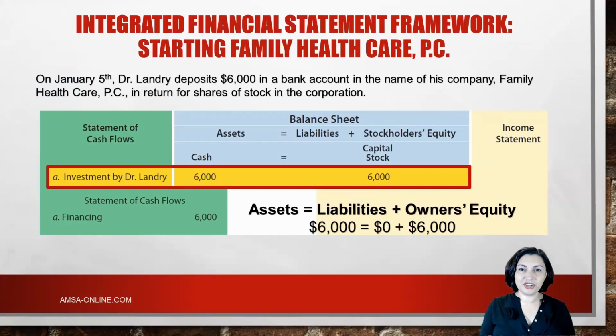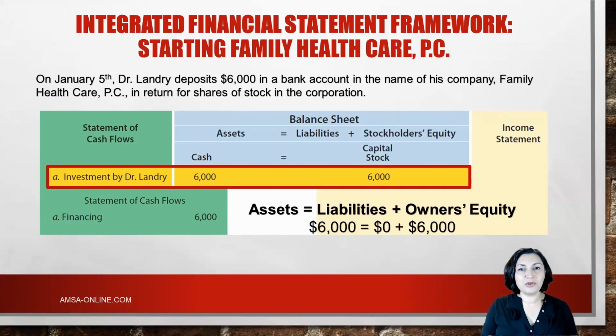In the first transaction, Dr. Landry deposited $6,000 in a bank account in the name of his company, Family Healthcare, in return for shares of stock in the corporation. Cash is an asset account, and the capital stock is an owner's equity account. Did the cash account increase or decrease? How about the capital stock account? Did it increase or decrease?